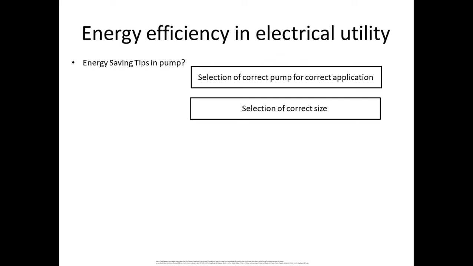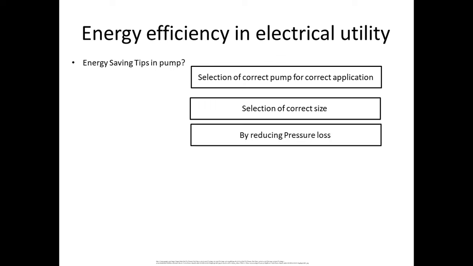Correct size pump. If we do an analysis of our need beforehand, then we find that a particular type of pump is available in the market that fulfills our need without purchasing a very high capacity pump. By reducing the power loss, if there is some leakage, then it consumes more energy for producing the same level of pressure.